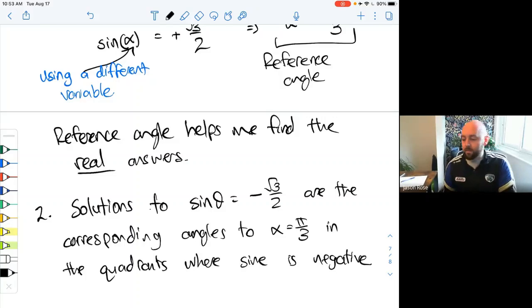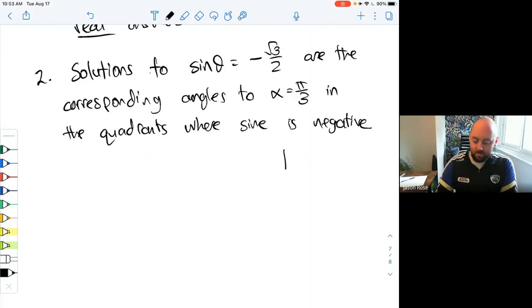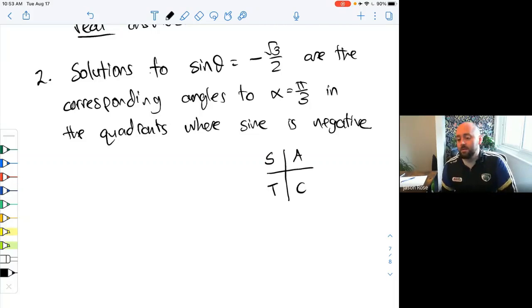Okay. So again, I'm going back to this little drawing to figure out what quadrants I'm supposed to be in. In what quadrants is sine negative? That is this one here and this one here. So my answers for theta are going to be in quadrants T and C, or quadrants 3 and 4, depending on how you like to think of them. And what are they? What are the corresponding angles? What are the over 3 angles in quadrants T and C? The ones that correspond to the alpha being pi over 3.